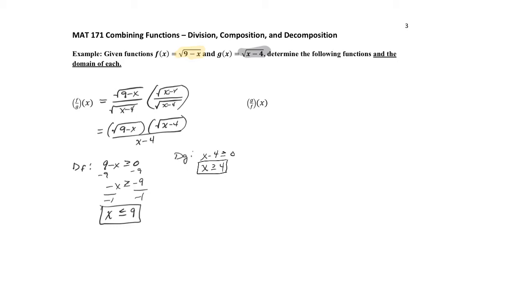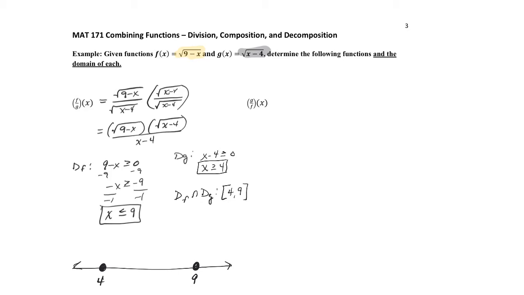Okay, so I know so far that x has to be less than or equal to 9. Let's go ahead and create a number line. Okay, x has to be less than or equal to 9. We'll use a closed circle since it's less than or equal to. Greater than or equal to 4. Okay. But remember, we have one additional restriction here. So far I've found the intersection of the domain of f with the domain of g, which is 4 to 9.